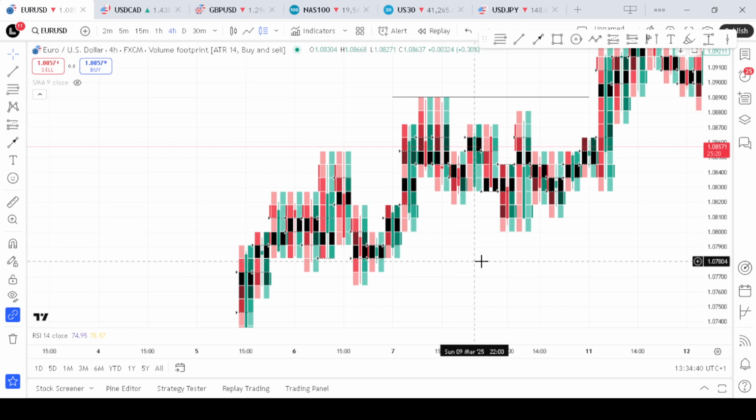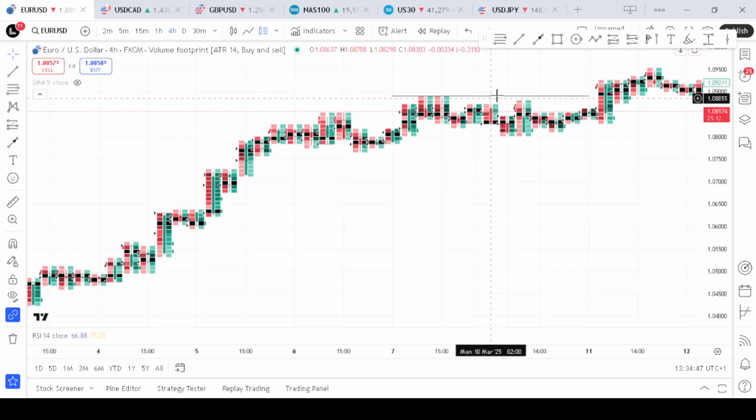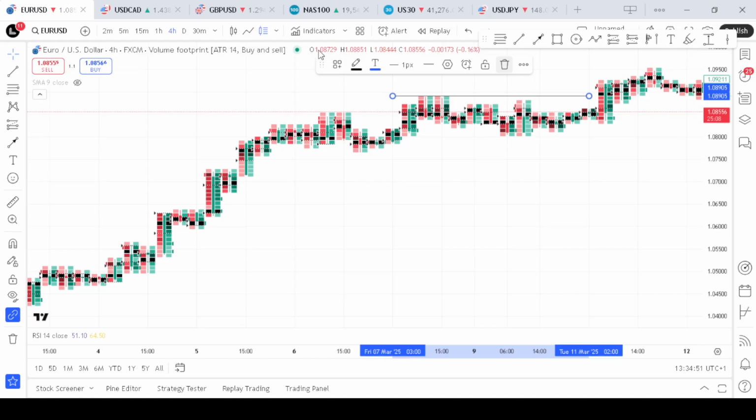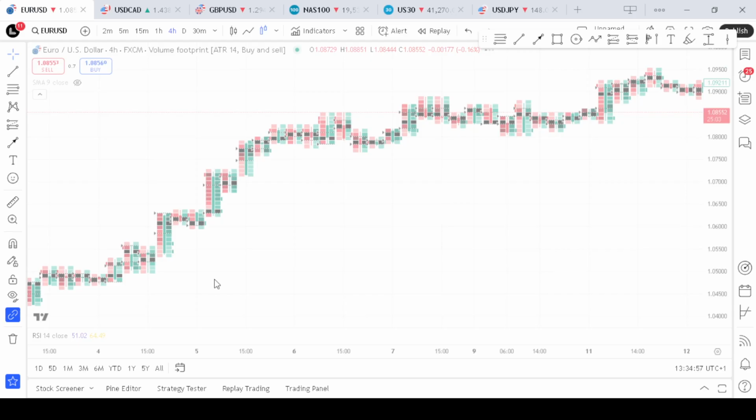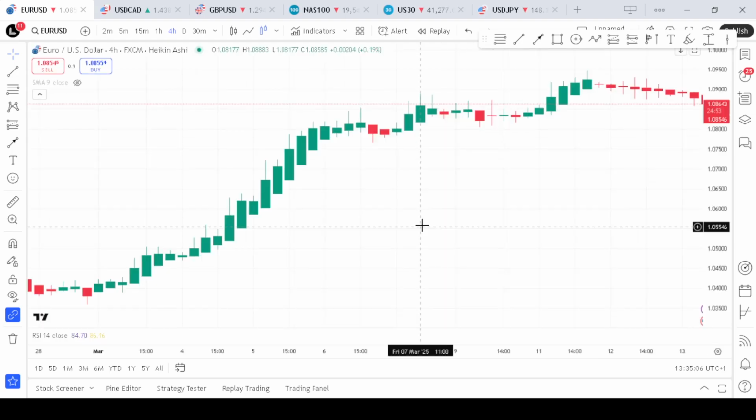The next chart type we are going to talk about is the Heikin Ashi type chart. This represents a powerful modification of traditional candlesticks that is designed to help you identify trends easier and make more informed trading decisions.